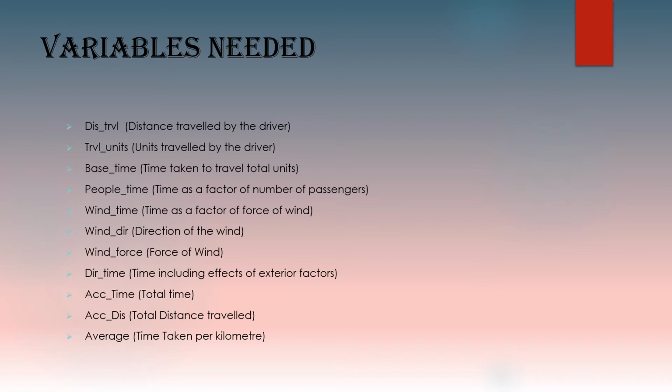In today's workshop we will discuss the variables needed. The first is the distance traveled by the driver. The second is total units traveled by the driver. Third are base time, people time, wind direction, wind force, direction time, and accumulated time, that is, if we travel in different directions for different times. Again, the same for the accumulated distance, and the average of all.